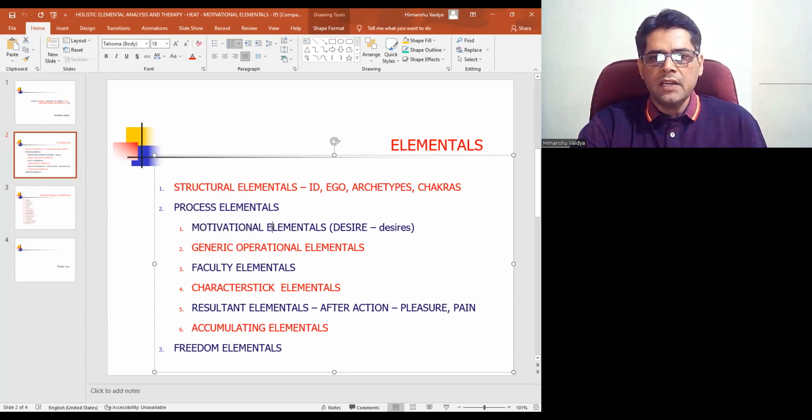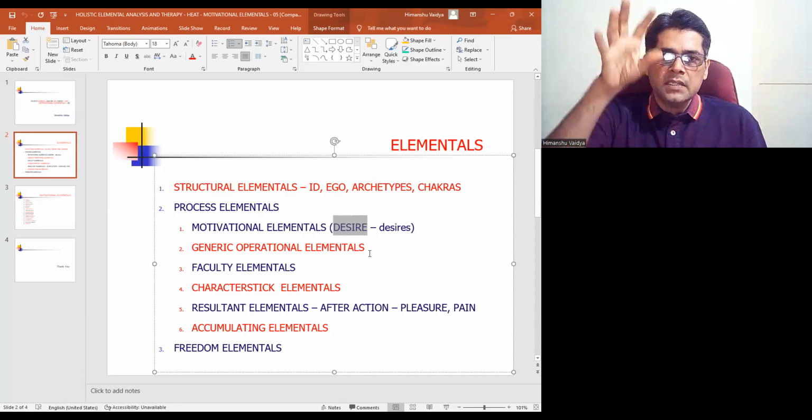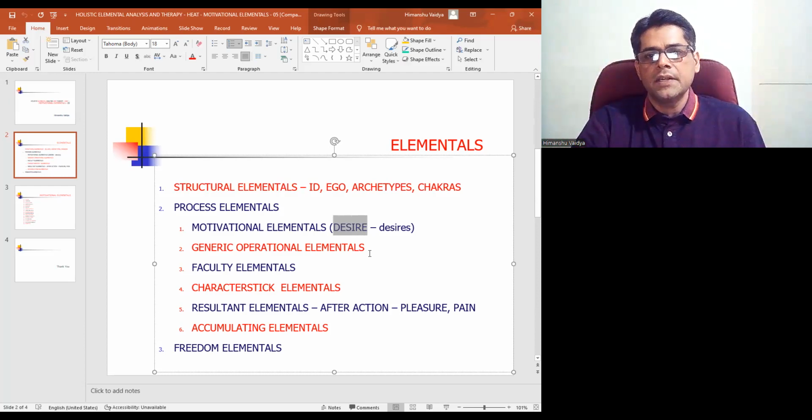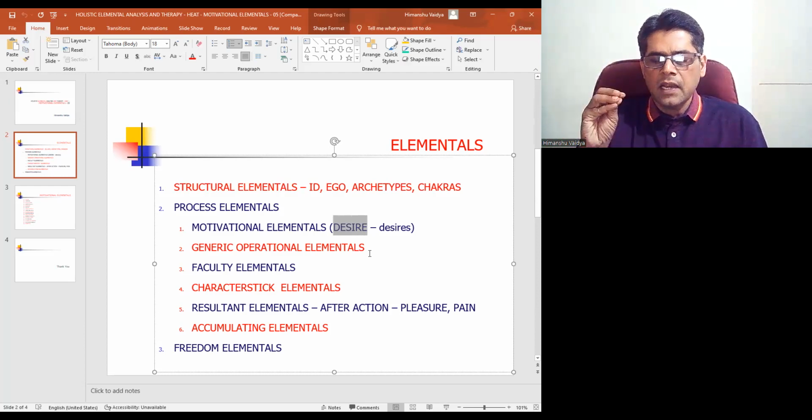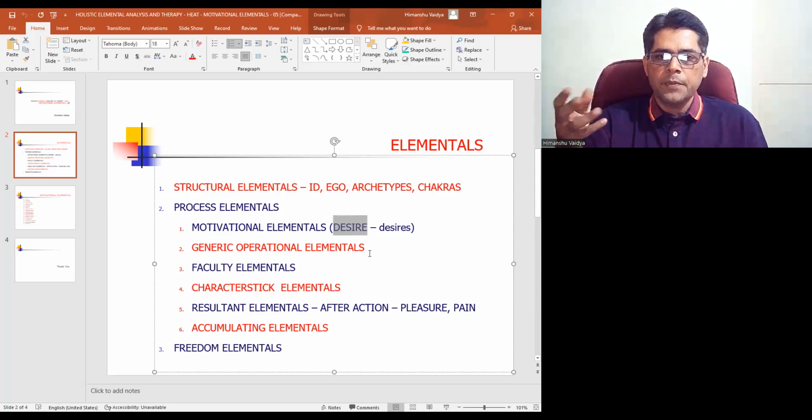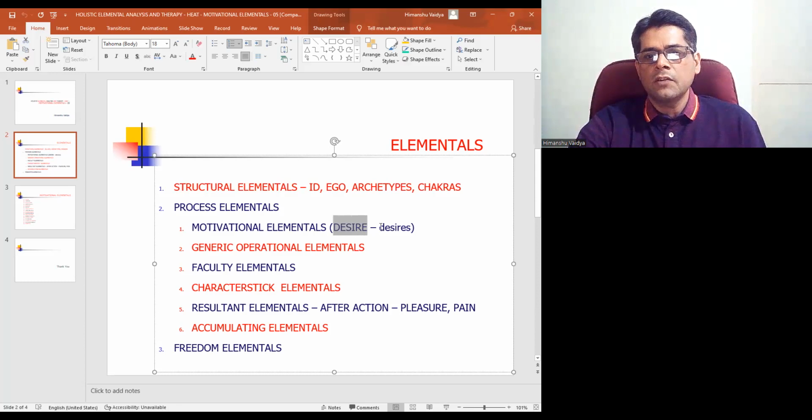When we say motivational elementals, they are the motivation for doing or not doing something. And as we know, the ultimate motivation for anything is desire with capital D. And this desire expresses itself in hundreds of different small desires. Desire for food, for clothes, for love, for knowledge, for spirituality. All different kinds of desires are the small desires through which this capital desire expresses itself.